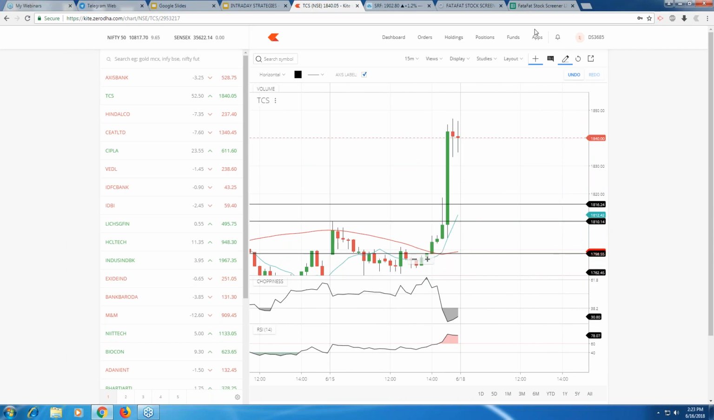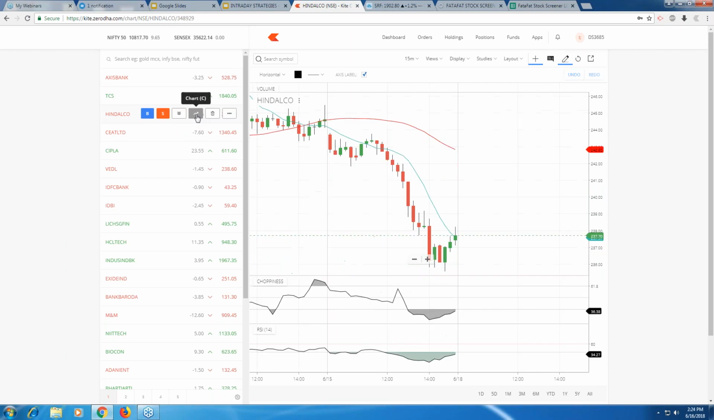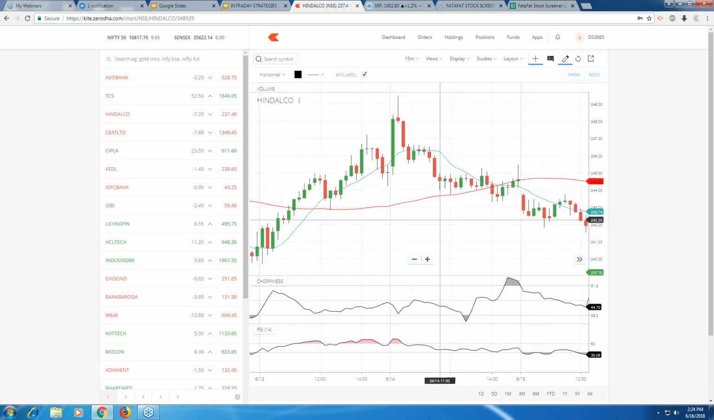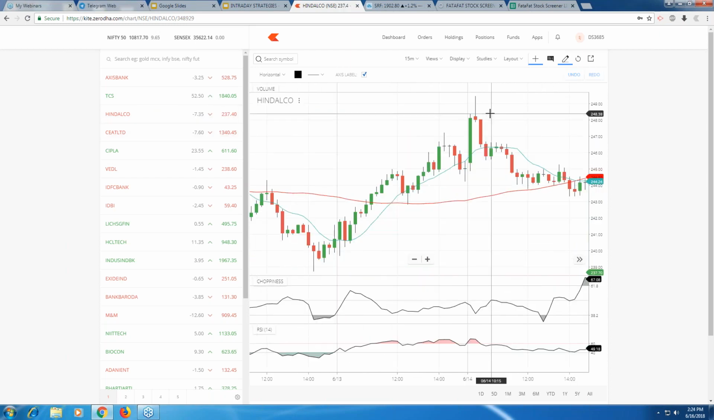So you can, like Hindalco. The other day I traded in Hindalco. Hindalco also did the same thing. Now this is a big candle, right? This is a big candle. Avoid trading in such candles, right?